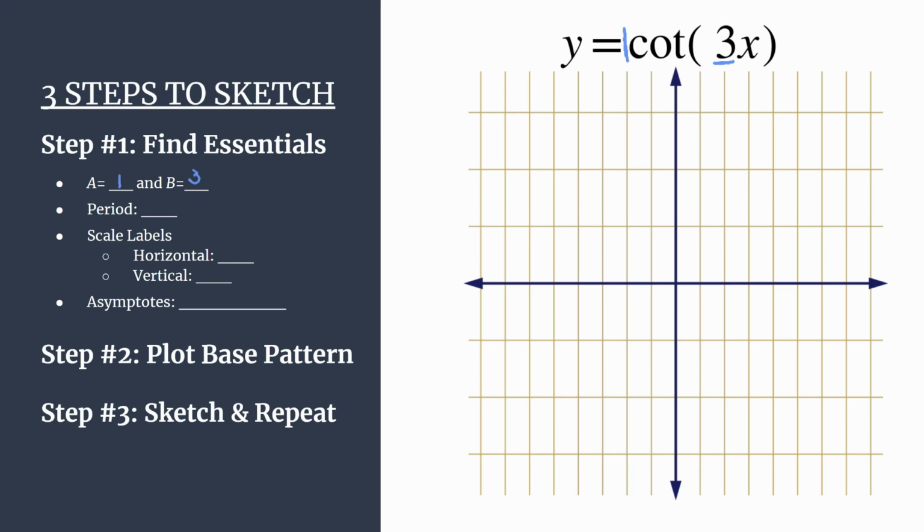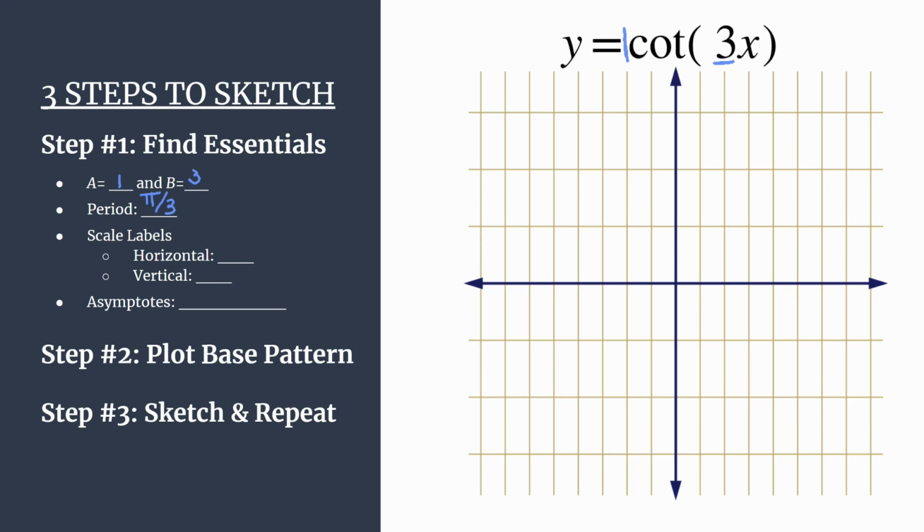So in this case that's 3. So 3, that'll be how many cycles we have between 0 and pi. That's what b tells us. And it also helps us calculate the period. And we know the formula for that for cotangent functions is pi over b. So our period, or the length of one horizontal cycle, will be pi over 3.